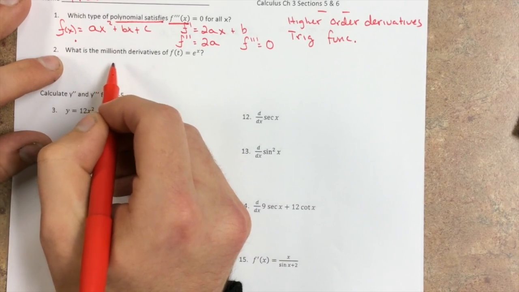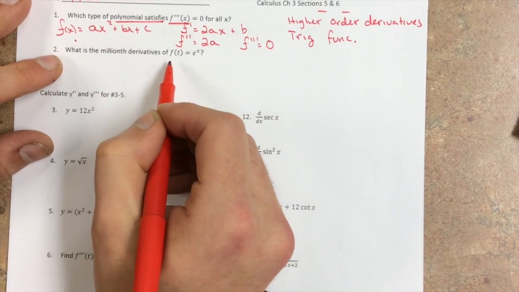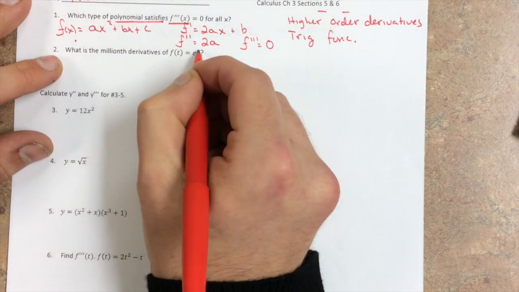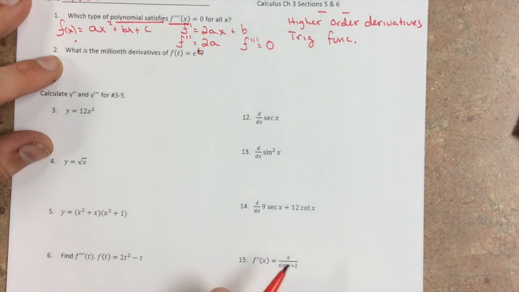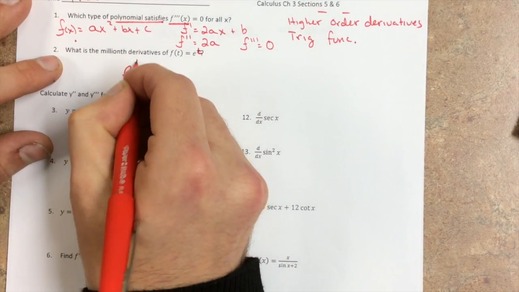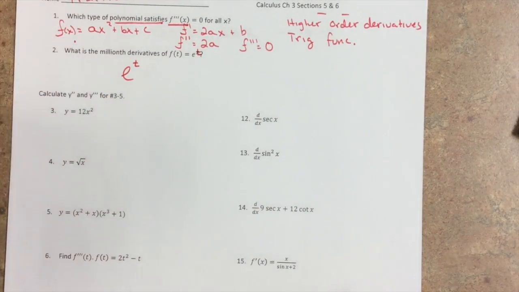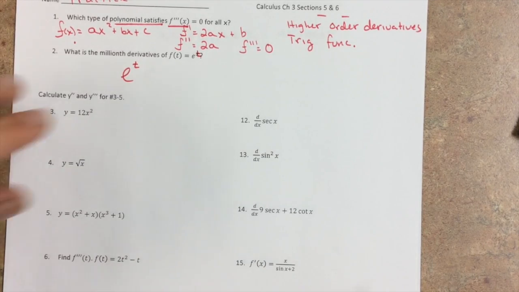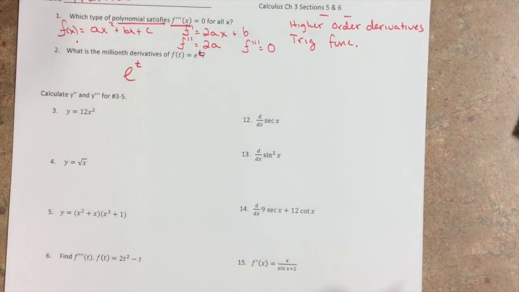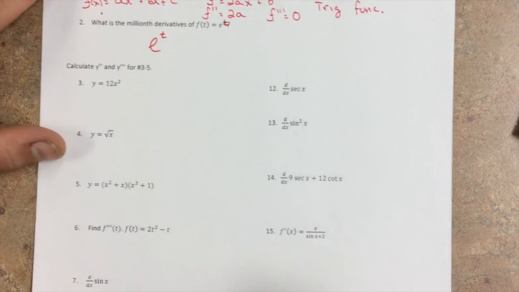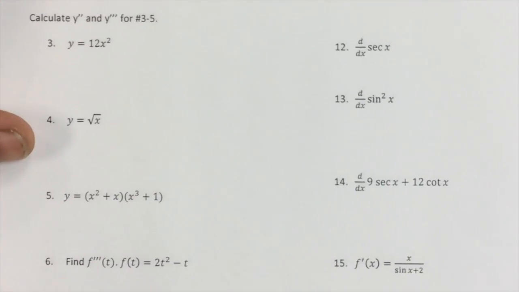Another nice fun question. What is the millionth derivative of f of t equals e to the t? That will be e to the t, since the derivative of e to the x, no matter what, is e to the x. So far, so good. Now, let's just go right through each one of these problems.